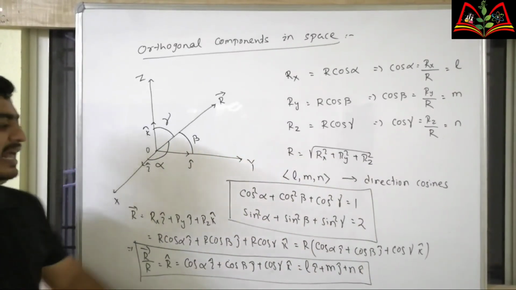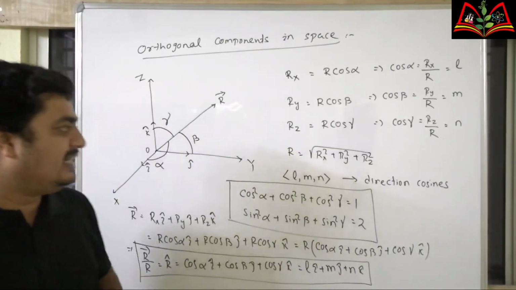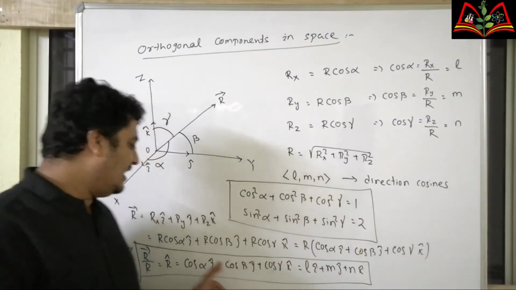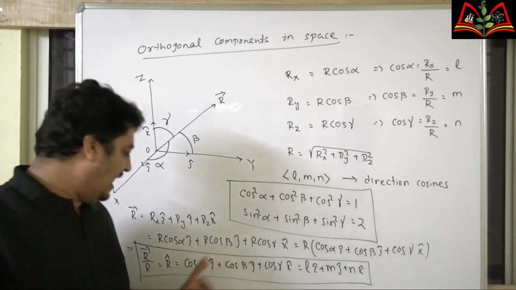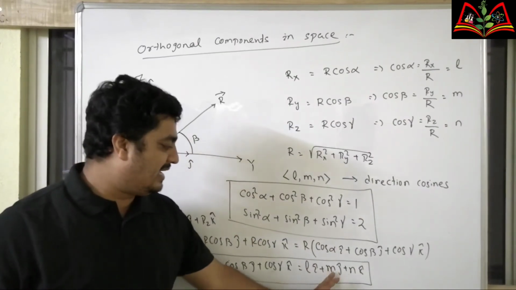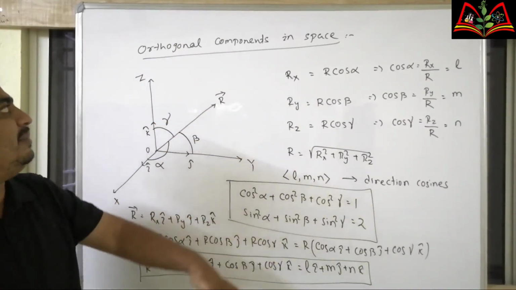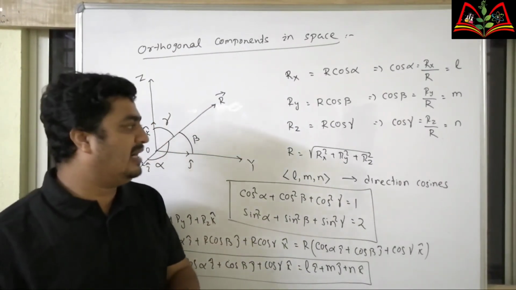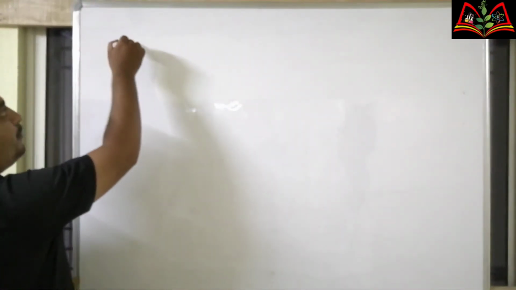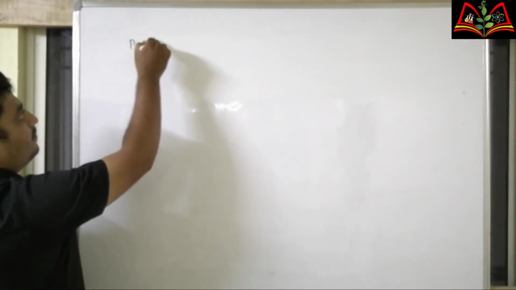So if L, M and N are the direction cosines, then the unit vector will be R cap equal to L i cap plus M j cap plus N k cap. This is all about orthogonal components in a space. Next, we will go for position vector.